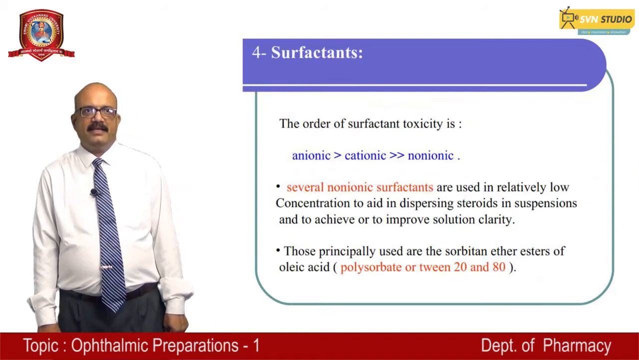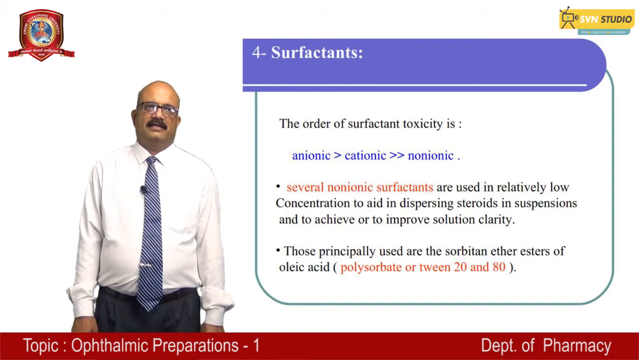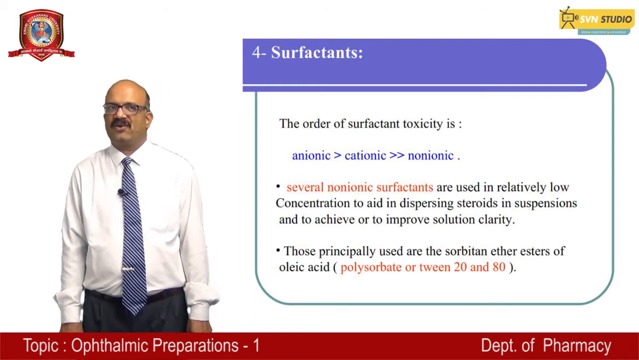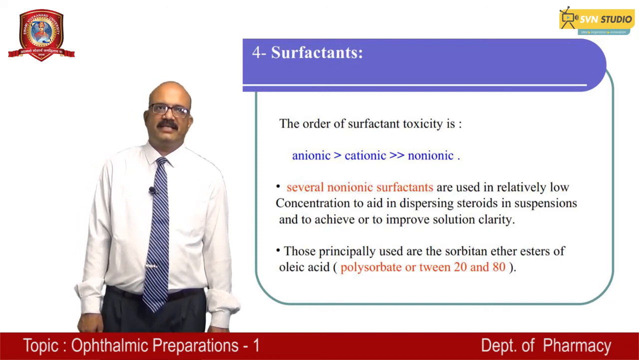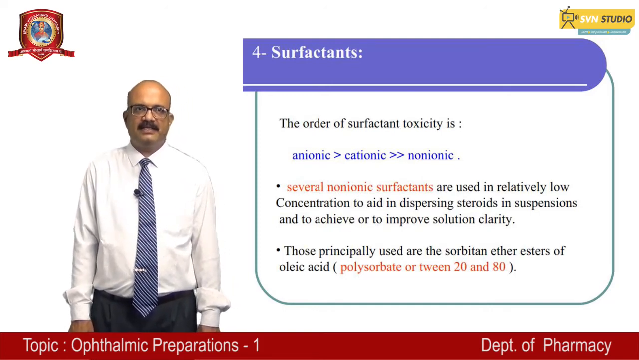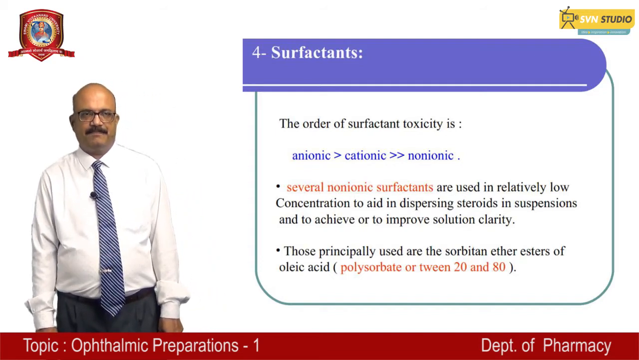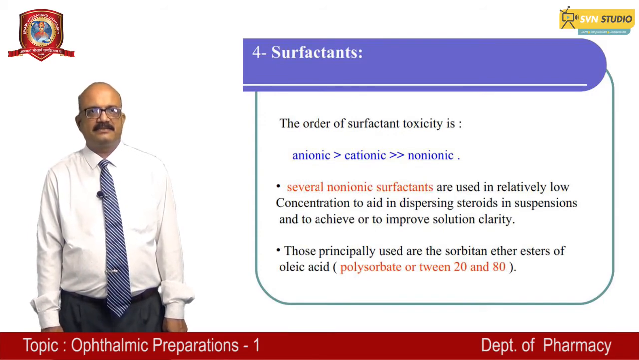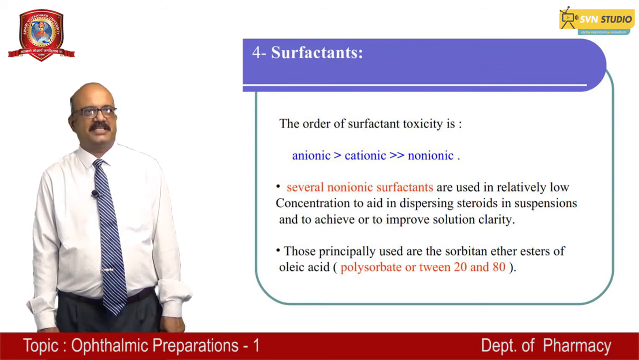Now coming to the surfactants, the order of surfactant toxicity increases. It is minimum in the anionic surfactants, increasing in the cationic, and maximum in the non-ionic surfactants. Several non-ionic surfactants can be used in relatively low concentration to aid in dispersing steroids in suspension and to improve solution clarity. Those principally used are the sorbitan ether esters of oleic acid, that is, polysorbates 20 and 80.